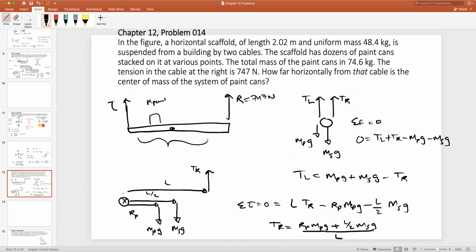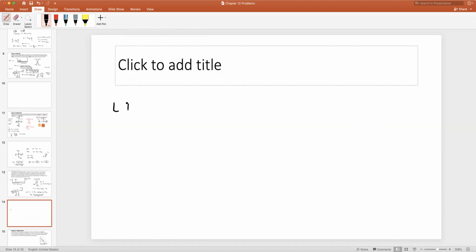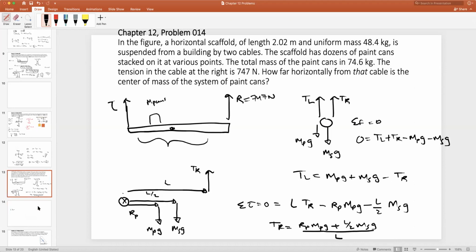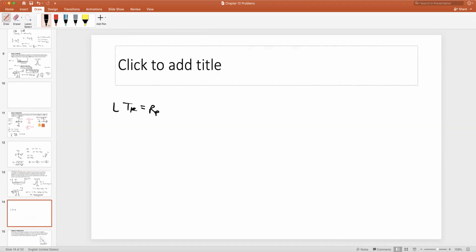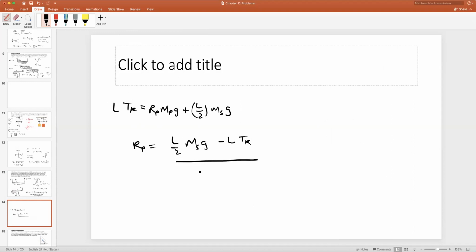So in this case, if I go back through and solve it for R_P, remember that I had the length times T_R equal to R_P M_P G plus L/2 M_S G, and I want to solve it for R_P. So R_P is equal to L/2 times M of scaffold G minus L times the tension on the right, which I was given, divided by the mass of the paint cans times G.